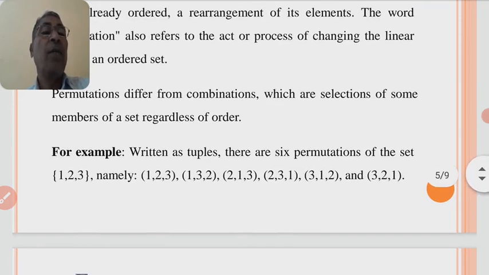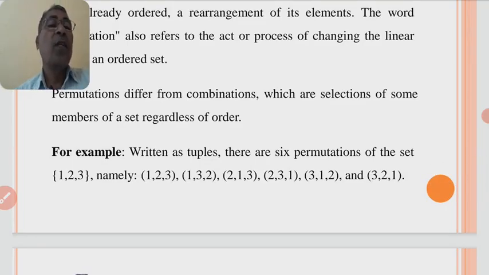For example, written as tuples, there are six permutations of the set 1, 2, 3, namely 1, 2, 3. This is the first. Second is 1, 3, 2. Third is 2, 1, 3. Fourth is 2, 3, 1. Fifth is 3, 1, 2, and the last is 3, 2, 1.